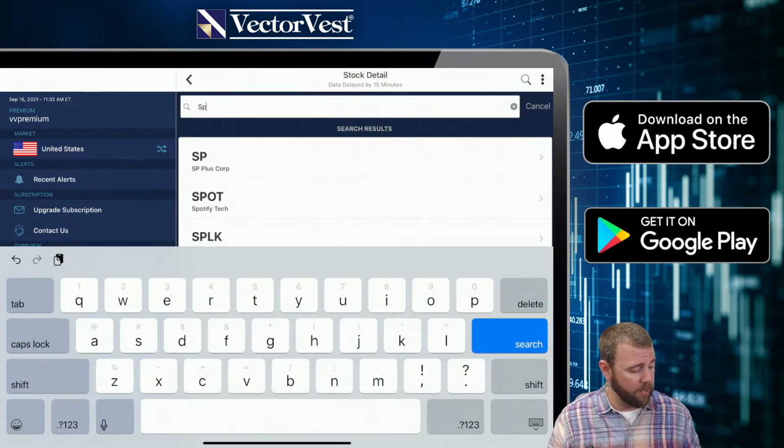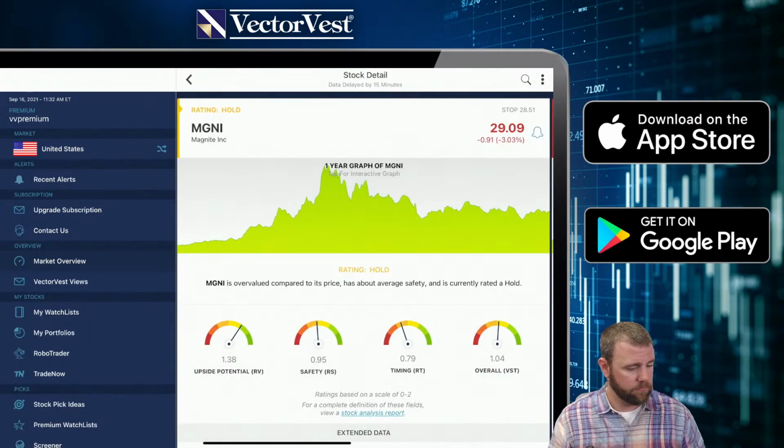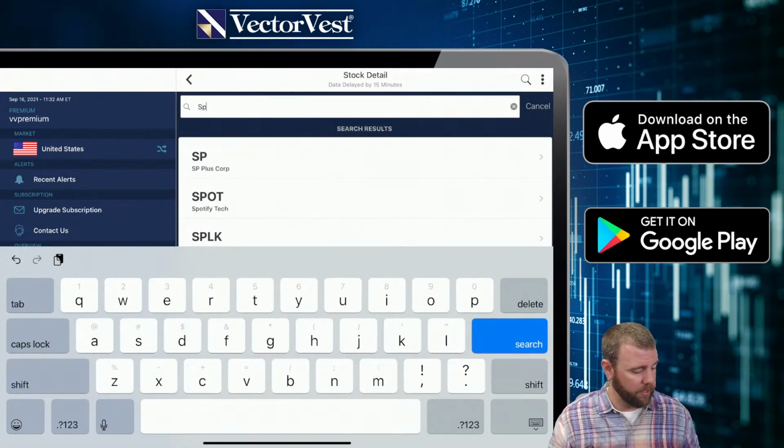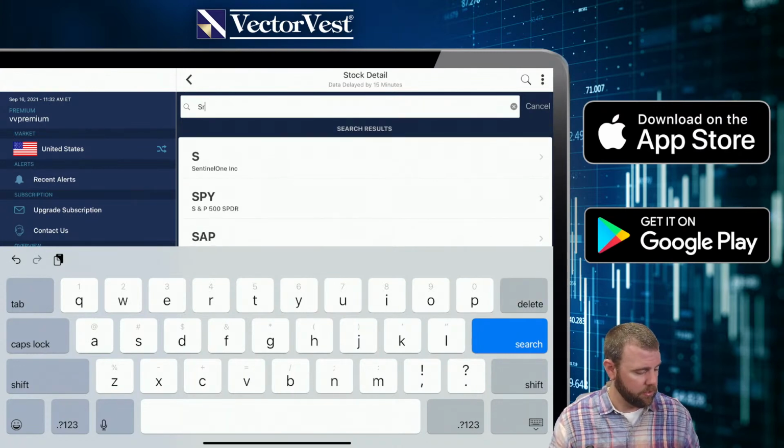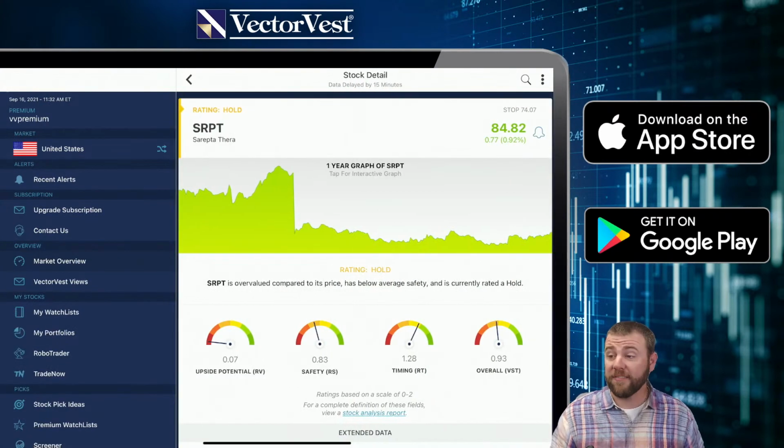All right, SRPT. Sorry about that. SRPT. Poor long-term potential, a lot of risk associated with it. You're in a slight uptrend, but not enough to offset the risk currently. So therefore, the stock is not favorable right now.